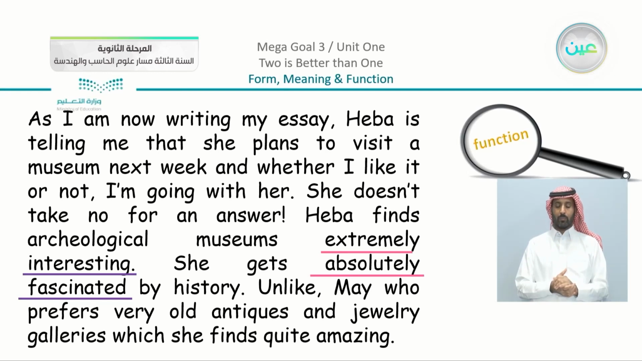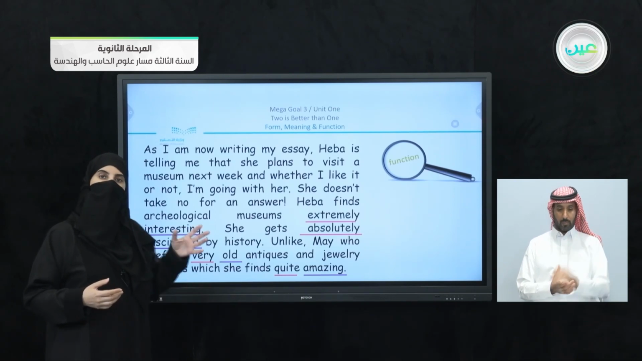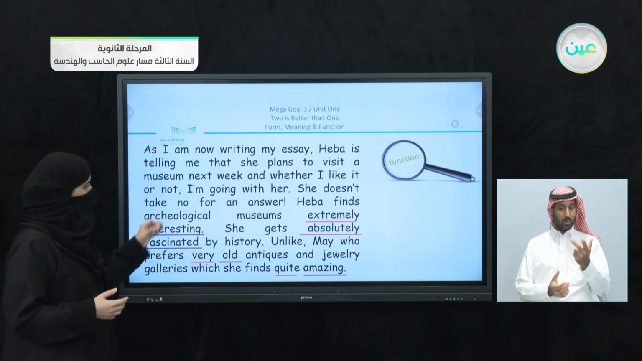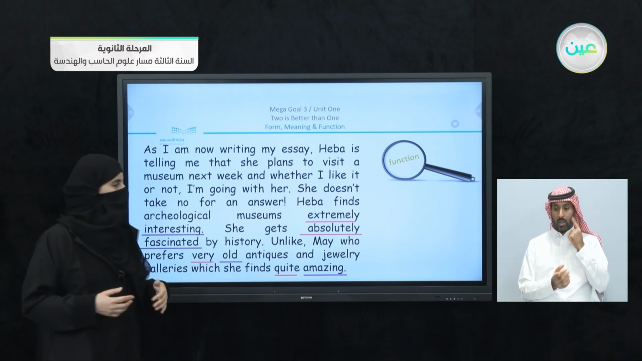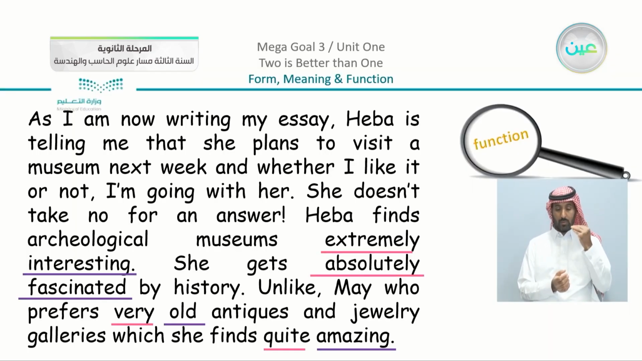Unlike May, who prefers very old antiques and jewelry galleries, which she finds quite amazing. So how many adjectives do you have here? Now, when you just count here, you can see that the ones that I underlined with the purple color are adjectives. We have here interesting, fascinated, old, amazing. I described using these adjectives.